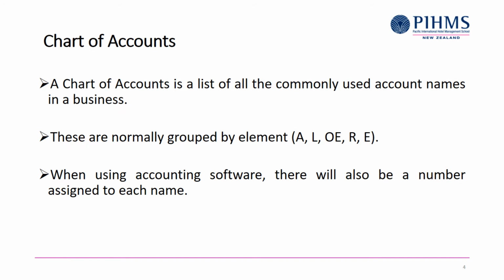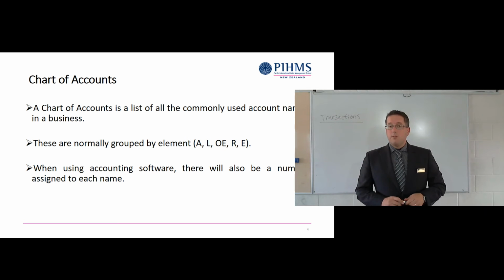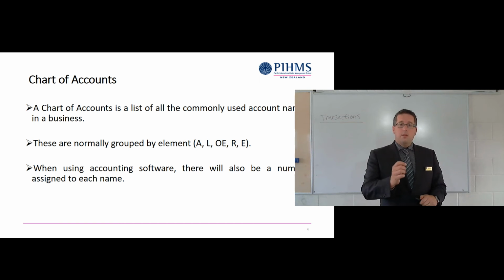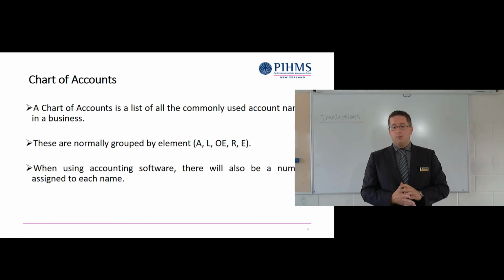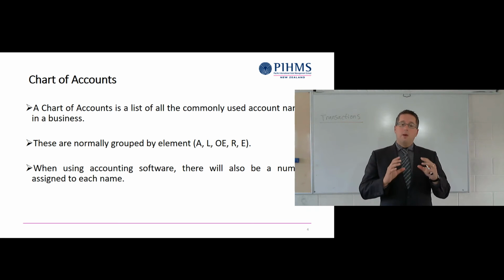Okay, so to keep track of all these things, we keep a list of all these accounts called the chart of accounts. The chart of accounts is a list of all the commonly used account names. In Canvas, you can access a couple of different ones, including the one we'll use for this course. I'll print it out as well. It is grouped by element: assets, liabilities, owner's equity, revenue, expenses. Under each element, you have the different account names.